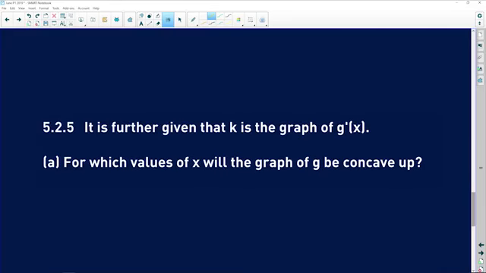5.2.5 says it is further given that k, which is the parabola, is the graph of g prime of x.